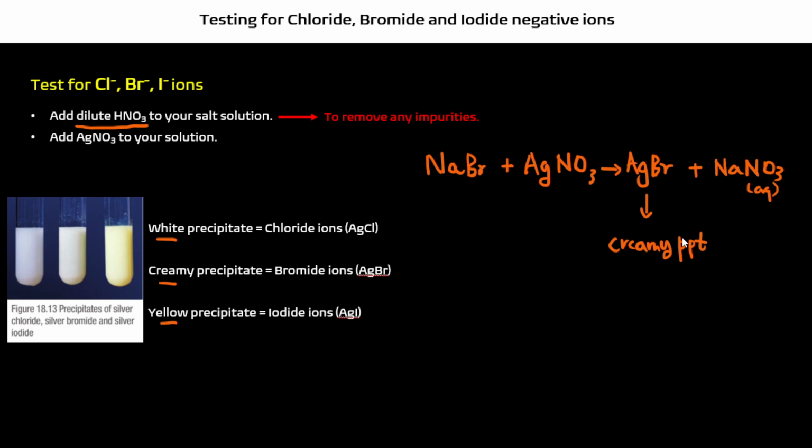Now, in the test for chloride, bromide, and iodide negative ions, the most important thing is to first add your dilute nitric acid to remove any impurities, because if you don't remove your impurities, the colors that you get here will be inaccurate. And afterwards, you need to add in your silver nitrate, which is very important. You only add silver nitrate to your suspected halides. So if you remember to add dilute nitric acid and then silver nitrate, you can test for chloride, bromide, and iodide ions. So that is all for the chemical tests for negative ions.